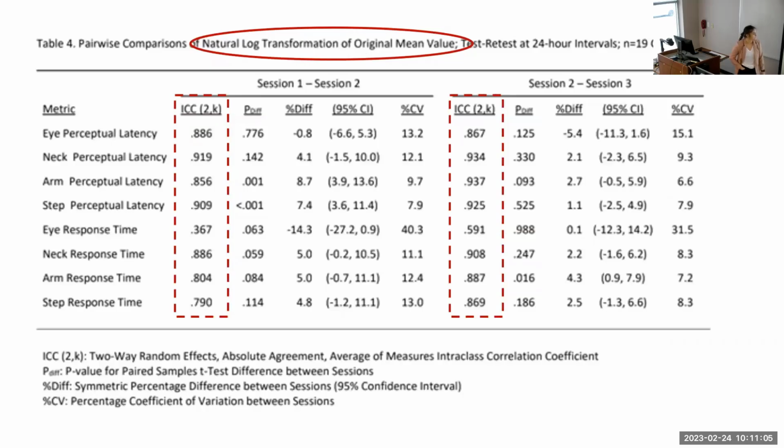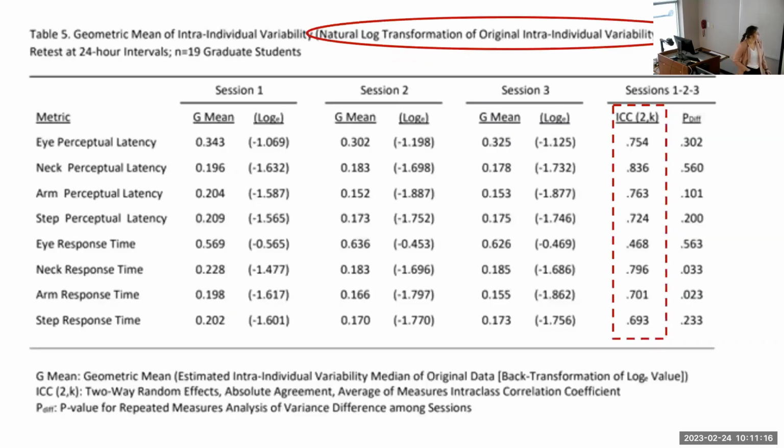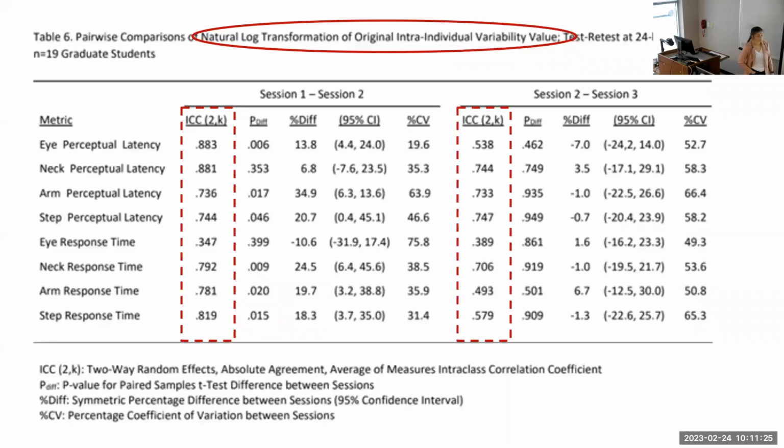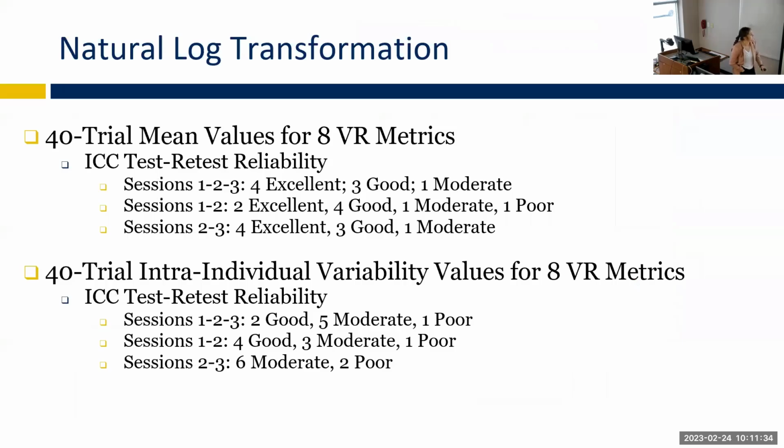So here, when we broke it down between sessions 1 and 2 and sessions 2 and 3, we can see that the ICC is better between sessions 2 and 3 than it is between sessions 1 and 2. The ICC is not as strong for the IIV as it was for the average value. And then here for the IIVs, it actually was better between sessions 1 and 2 than it was between sessions 2 and 3.